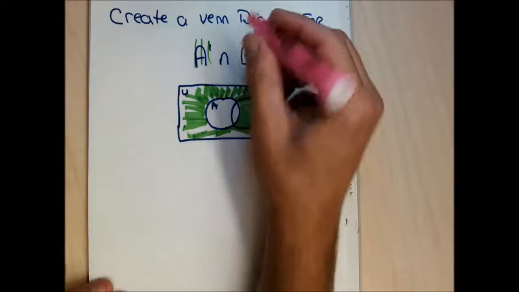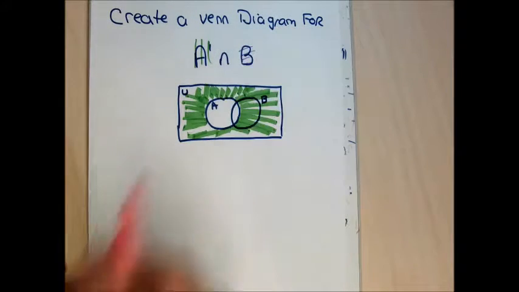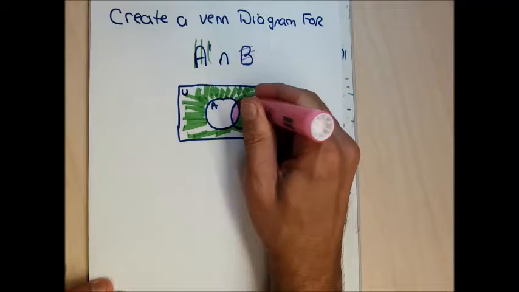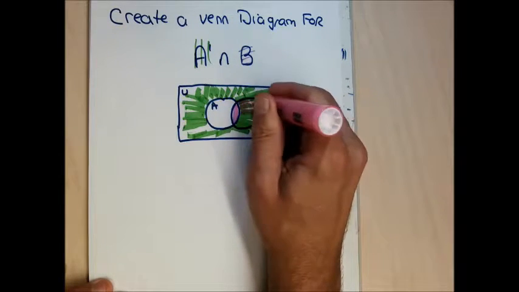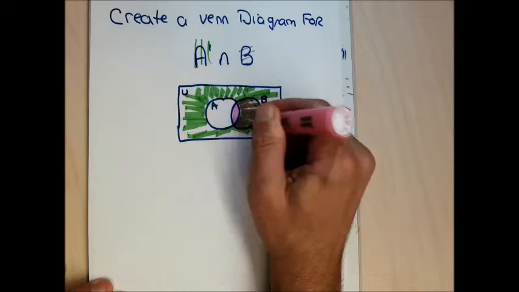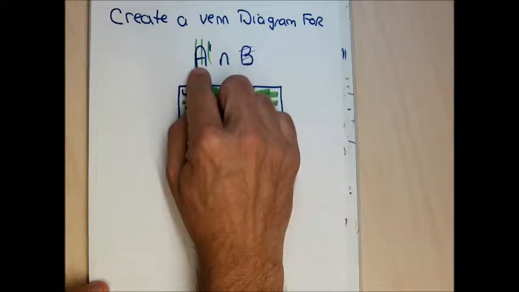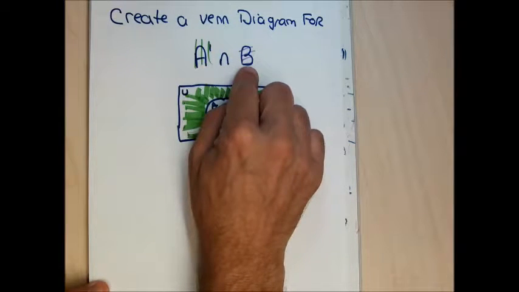Since I'm doing an intersection, I'm going to pull out a second color. And in my second color, I'm going to shade B. And B is just everything inside the B circle. So those are the individual shadings I needed to do in this problem: a shading for A complement, and a shading for B.